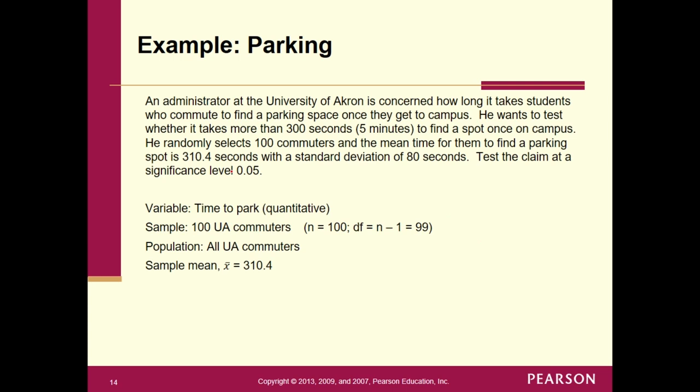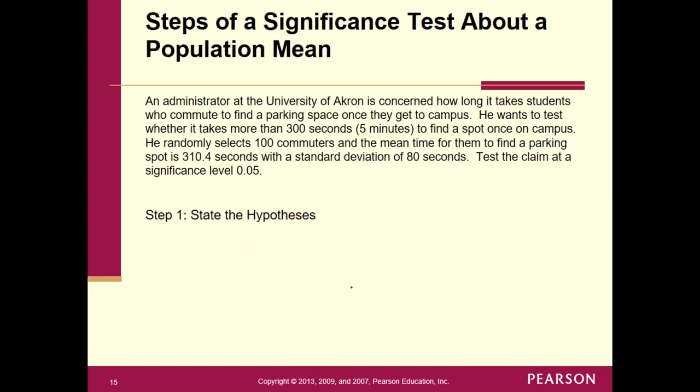Sample mean. Let's see. We should be able to get that from the problem. So he randomly selects 100 commuters, and the mean time for that sample, that's x bar, is 310.4 seconds. Sample standard deviation is equal to 80. So if you keep on reading there, it's 80 seconds. That is s. That's supposed to be an s, not a 5. And the significance level is what? 0.05 again. So there's your background information. I think we can go through the 5 steps now.